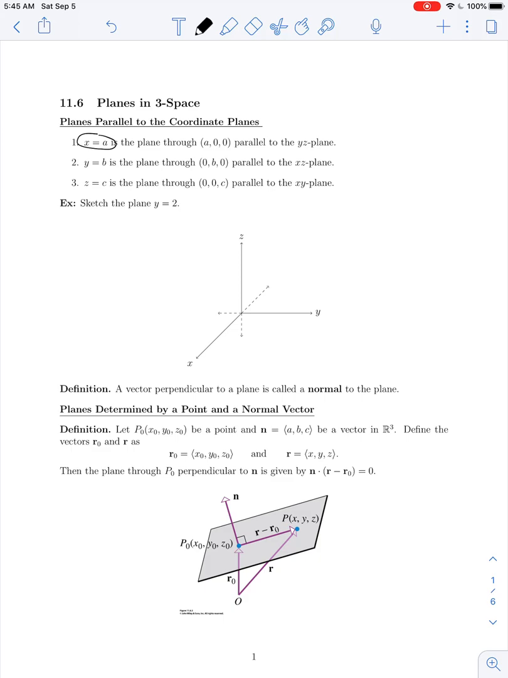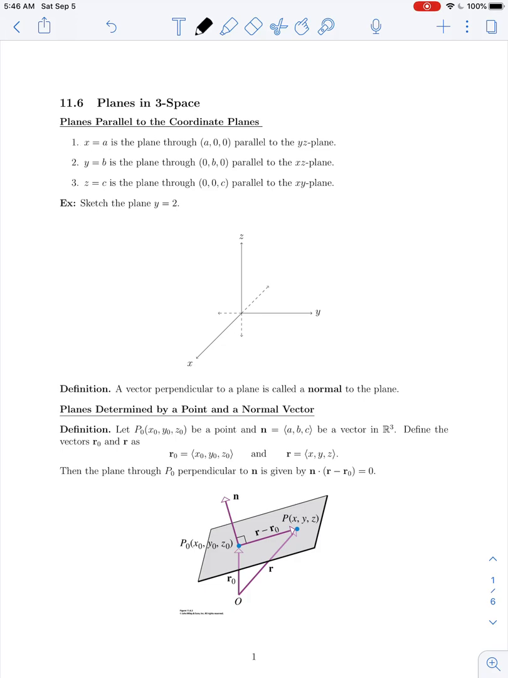So to start out, we have an equation of the form x equals a, where the variables y and z are missing. This means that this plane can be a point extruded in both the y and the z axis. In other words, it's a plane through the point (a, 0, 0) on the x-axis, and then extending in either direction in the y or z. As a result, it becomes a plane parallel to the yz plane.